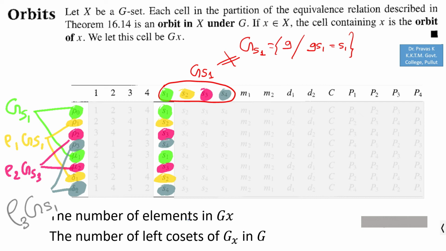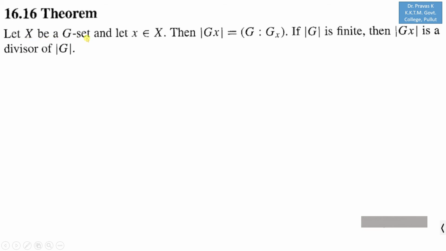That is, the number of elements in the orbit Gx and the number of left cosets of G suffix x in G are the same in this example. Now we can see that this is true in general, and we can see it as a theorem. So here is the theorem. Let X be a G-set and small x be an element in capital X. We need to prove that the number of elements in the orbit Gx and the index of G_x in G are the same. So what is the index of G_x in G? It is the number of left cosets of G_x in G.